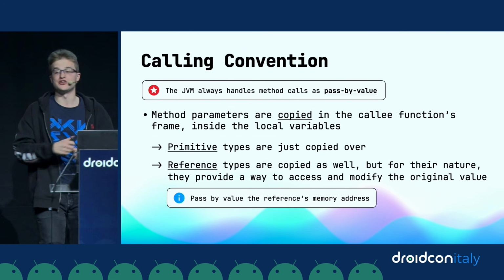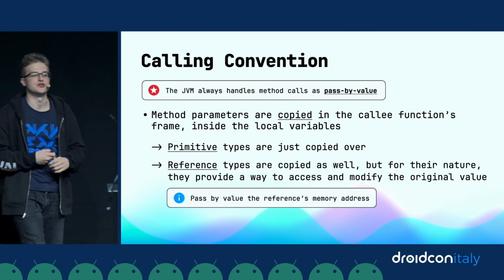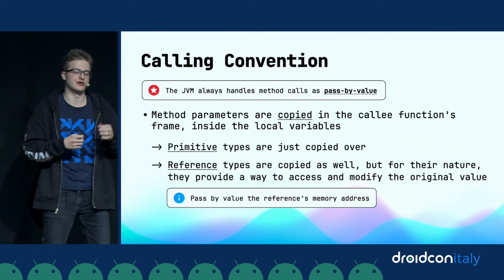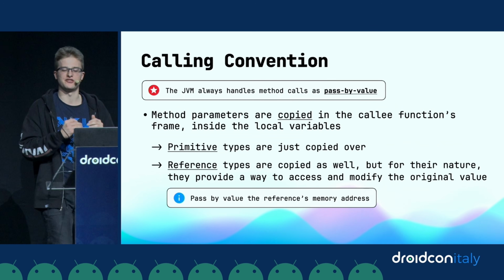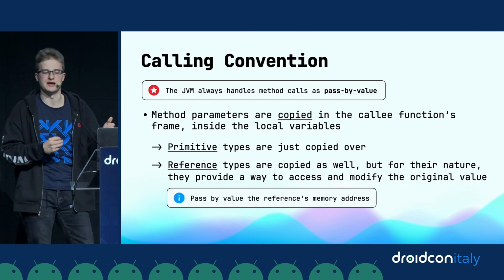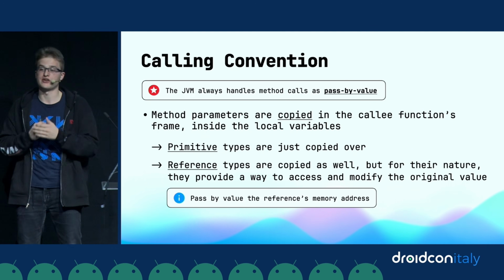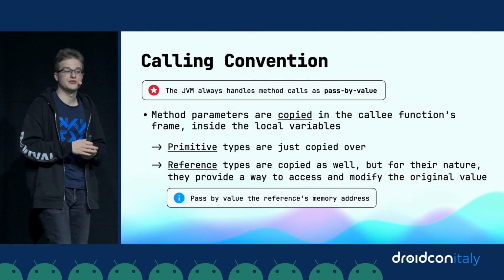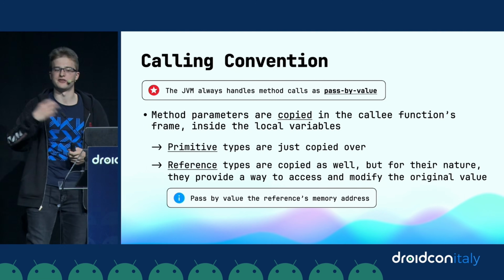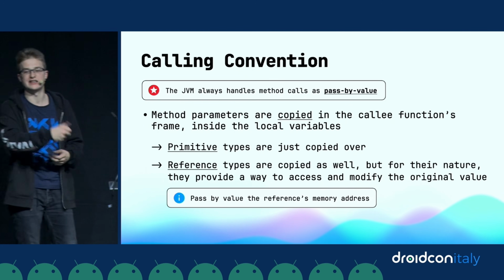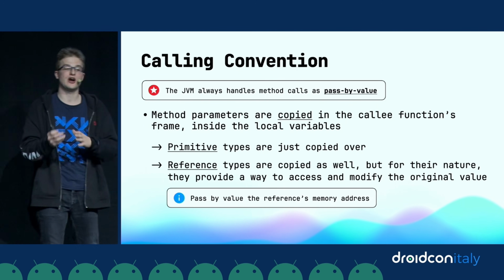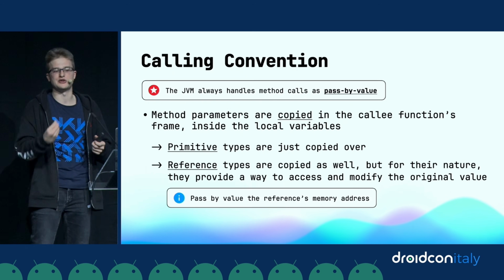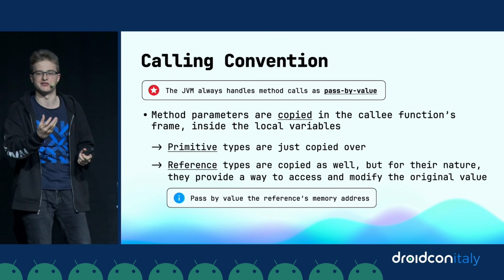Okay, another thing which is baked into the JVM is the calling convention. The JVM always calls methods with a pass-by-value strategy. So, for example, for primitive types, it's easy because the values are just copied over. With reference types, what is copied over is the reference, so the memory address of the variable on the heap that is being referenced. It is copied, so it is a copy, but actually you have the address of the variable, so you can still modify it.